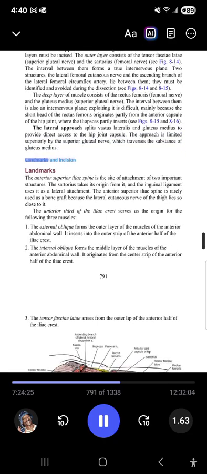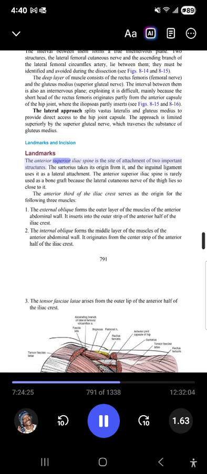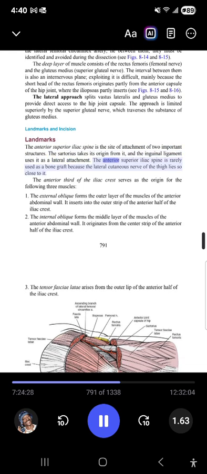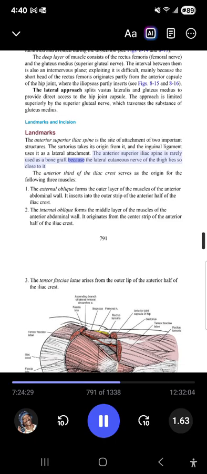Landmarks and incision. Landmarks. The anterior superior iliac spine is the site of attachment of two important structures. The sartorius takes its origin from it, and the inguinal ligament uses it as a lateral attachment. The anterior superior iliac spine is rarely used as a bone graft because the lateral cutaneous nerve of the thigh lies so close to it.